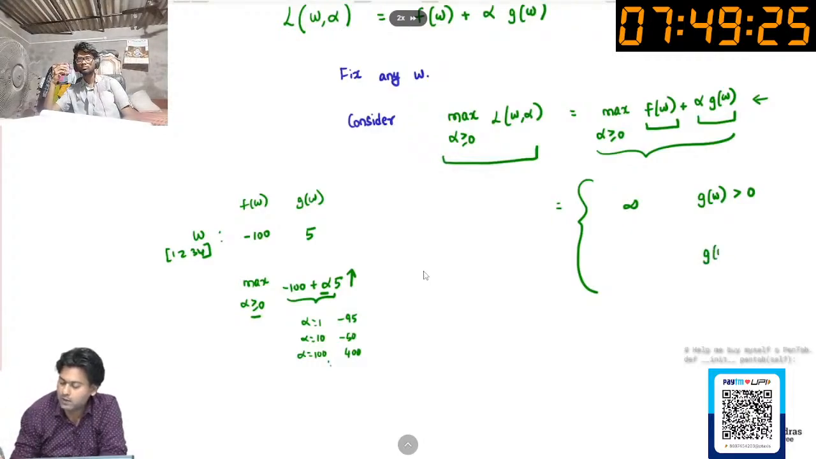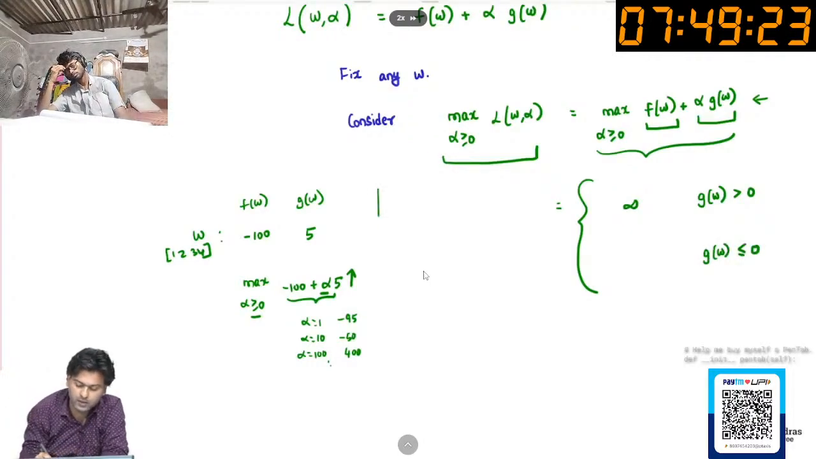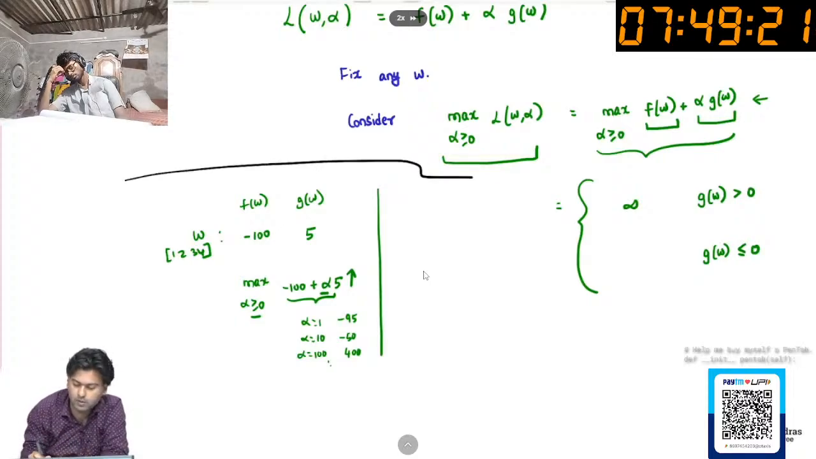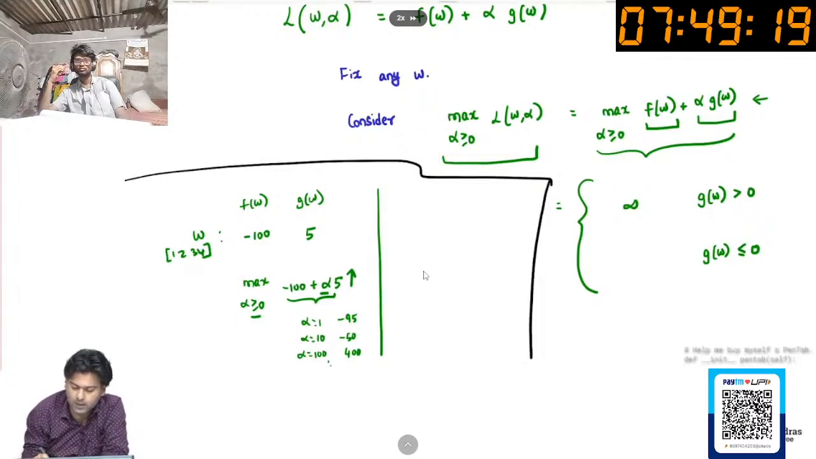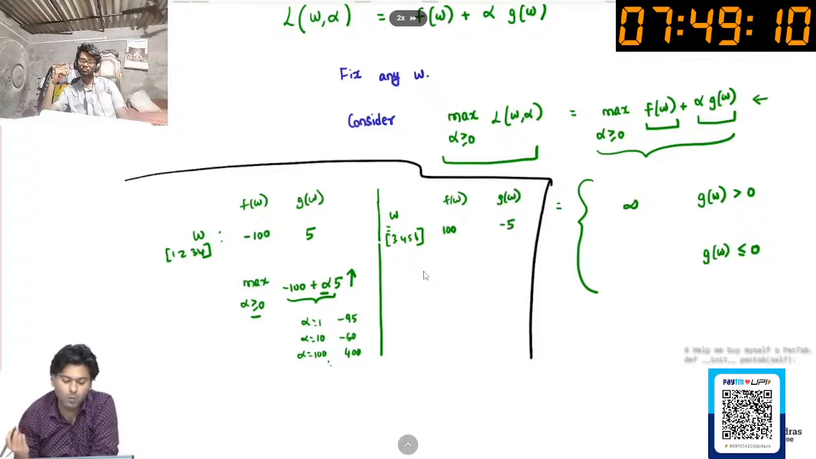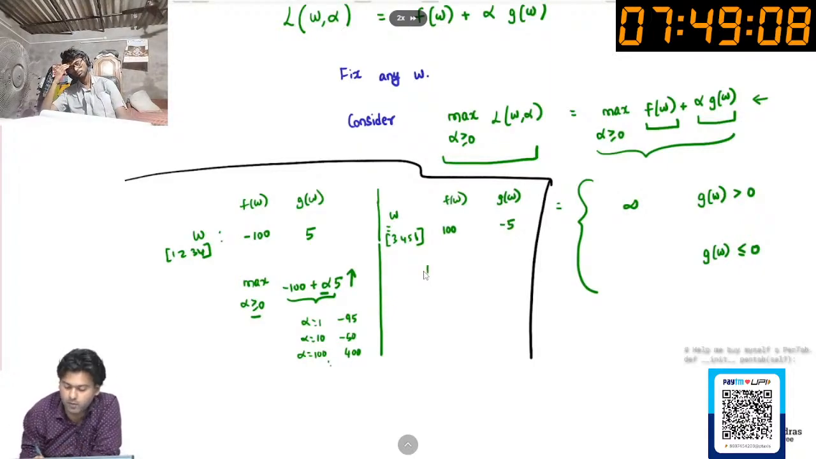But now let's also look at the case where g of w is less than or equal to 0. So here is another case where g of w is less than or equal to 0. Let me put a box here. Separate this. Now in this case, maybe you have a different w. W is 3, 4, 5, 6. Now let's say f of w is 100 and g of w is minus 5. Now what I'm trying to maximize, earlier it was minus 100 plus 5 alpha. Now it is 100 minus 5 alpha.